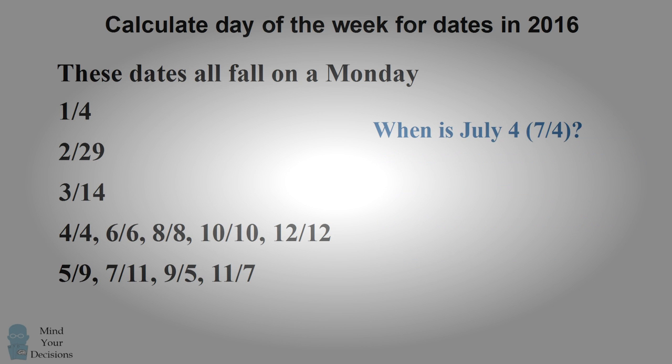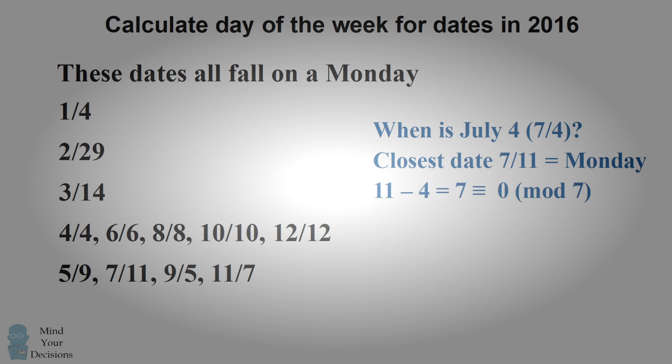Let's do another example. Which day of the week will July 4th be on? Our closest reference point will be 7/11, which is a Monday. Now July 4th is 1 week before that, so our offset will be 0, and that means July 4th will also be on a Monday.